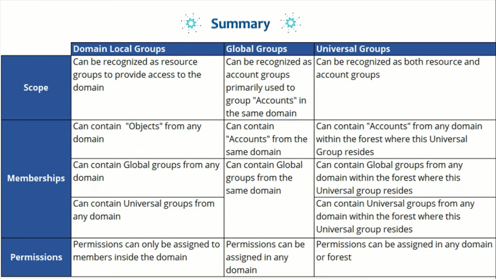So let's look at the permissions. Permissions can only be assigned to members inside that particular domain for a domain local group. For global groups, permissions can be assigned in any domain, and for a universal group, permissions can be assigned in any domain or any other forest as well.